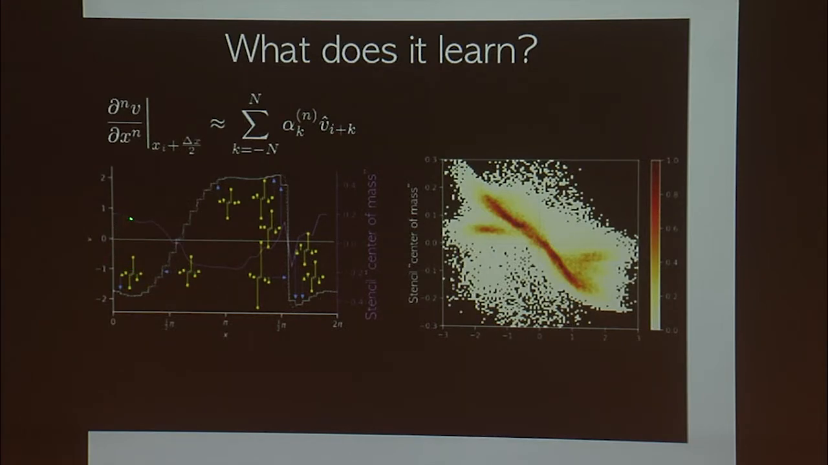And if you do that, then this is a plot of the center of mass as a function of position. And what you will see is that the center of mass of the stencil is positive when the velocity is negative, and it's negative when the velocity is positive. So there's a principle in numerical analysis which is called upwinding. How many of you have heard of upwinding? We need to teach more classes.